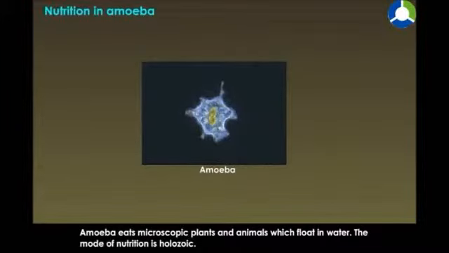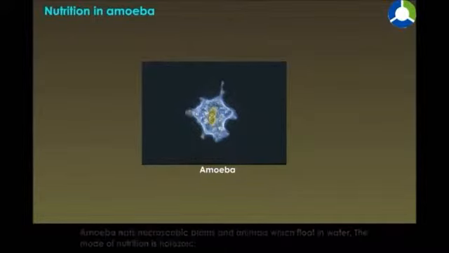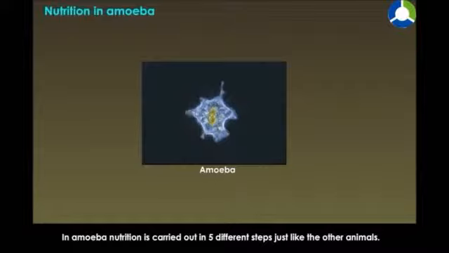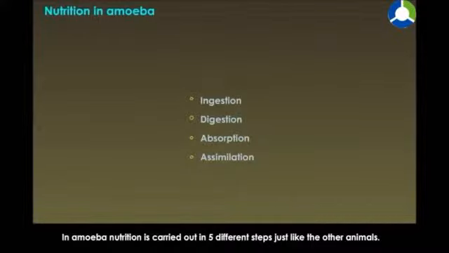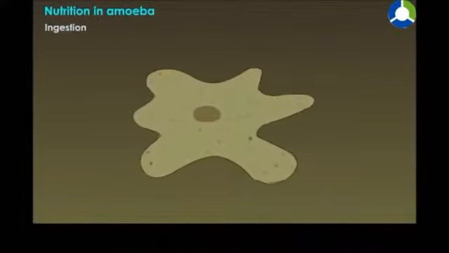In amoeba, amoeba eats microscopic plants and animals which float in water. The mode of nutrition is holozoic. In amoeba, nutrition is carried out in 5 different steps, just like the other animals. They are ingestion, digestion, absorption, assimilation, and egestion.